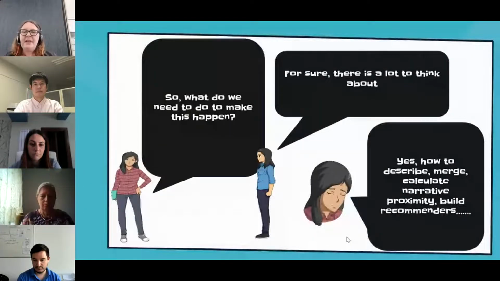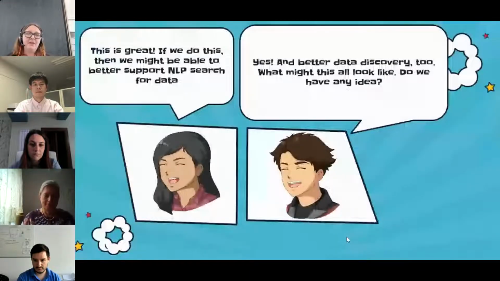But to make it happen, there's a lot to think about. So, for example, we need better solutions for describing data, knowing how to merge data, how to calculate narrative proximity based on these principles. And from this, we can start to build recommenders. And then these recommenders might support more naturalistic search, for example, natural language search, and better data discovery through the recommenders, more serendipitous discovery.